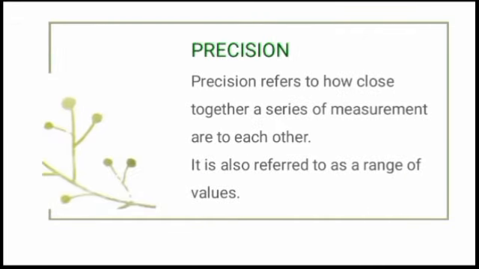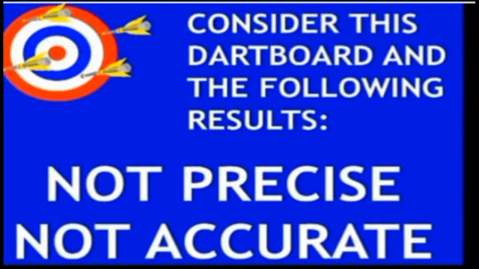Precision refers to how close together a series of measurements are to each other. It is also referred to as a range of values. Let's take examples. Consider this dartboard. Let's say the four darts are values I got from a measurement, whereas the bullseye, which is the red circle at the middle, is considered as my actual value or my standard. Now, the darts are my measured value.